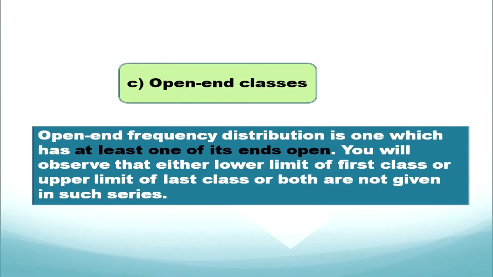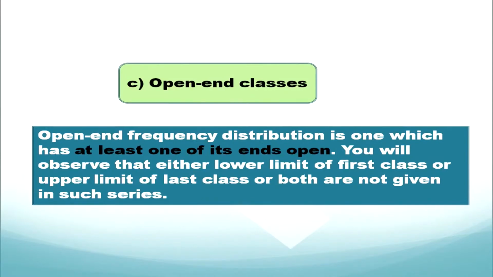Now, we will discuss open-end series, very easy to construct. In case of open-end frequency distribution, one of the ends, that means either the lower limit of the first class or the upper limit of the last class, is not given. In that case, it will be called open-end classes. It may be possible that both are open. That means, the lower limit of the first class is not given and the upper limit of the last class is not given.